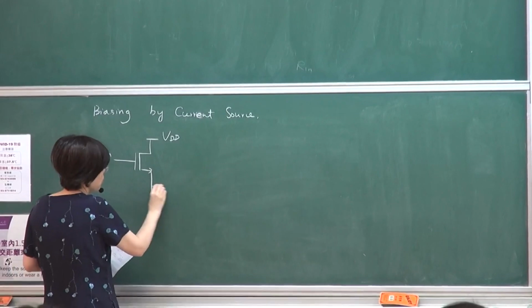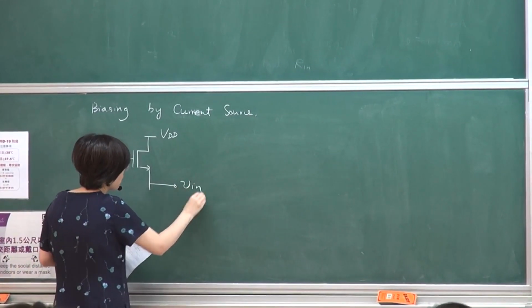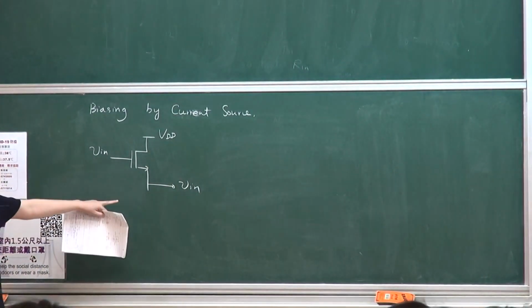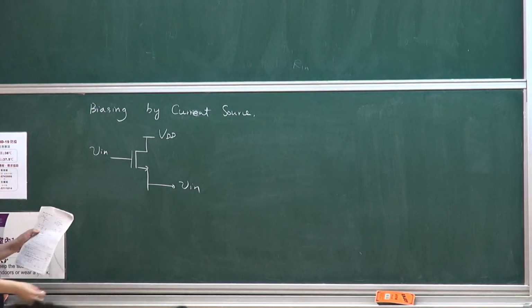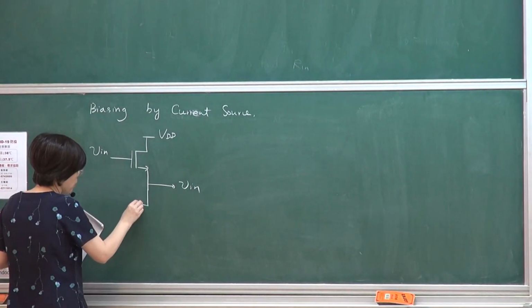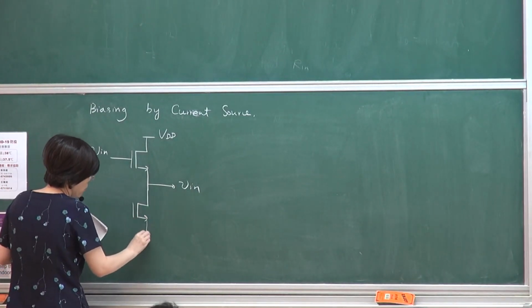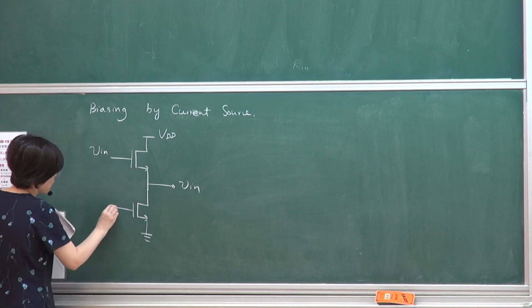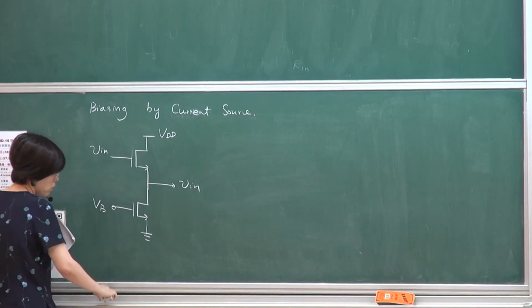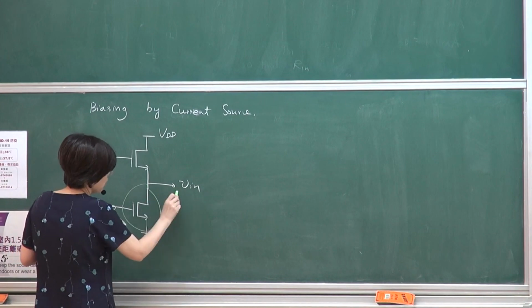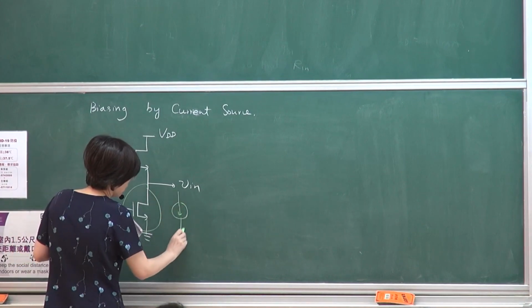I'm not going to draw there. So this is your output. So how do you determine the bias? You simply use a current source. So how do you actually realize a current source in an integrated circuit? Here you simply use another MOS with a fixed bias. So this would then resemble a current source, right?